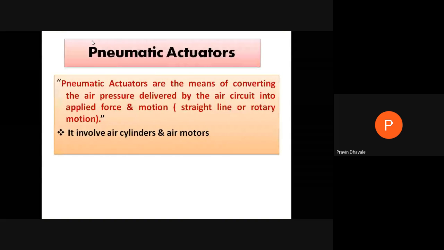Now, the main part: we will focus on what a pneumatic actuator is. Actuators are the devices where you can convert the pressure energy of the air into mechanical energy in order to carry out certain mechanical operations. So, which are these pneumatic actuators? Pneumatic actuators are nothing but devices converting the air pressure delivered by the air circuit into applied force and motion, straight-line or rotary motion.